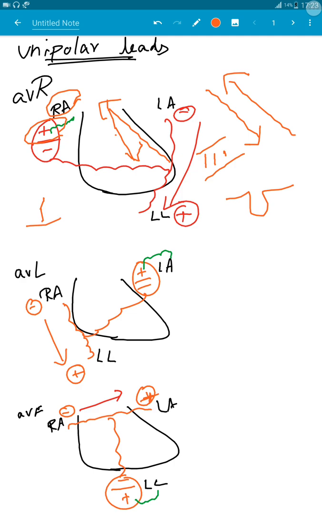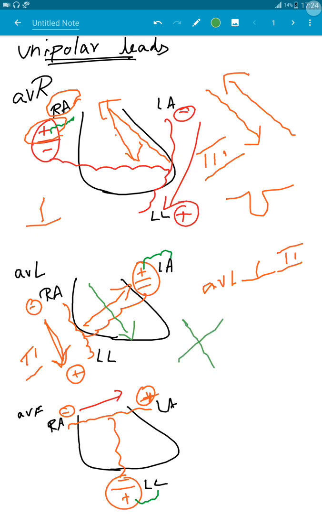In AVL we take the right upper limb and left lower limb as the reference electrode. So this will be the line of electric field for the AVL. AVL is just perpendicular to lead 2, and the SA node will be depolarizing in this direction. It is perpendicular. Perpendicular means there will be no deflection at all, so there will be no P wave.